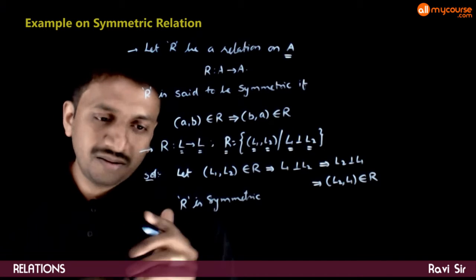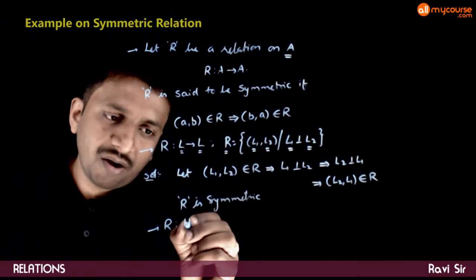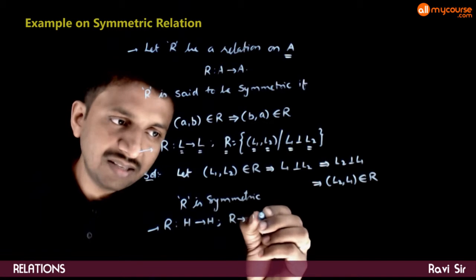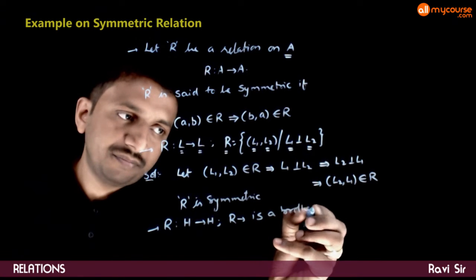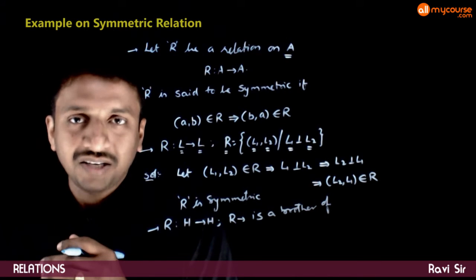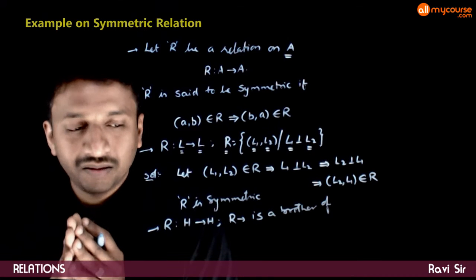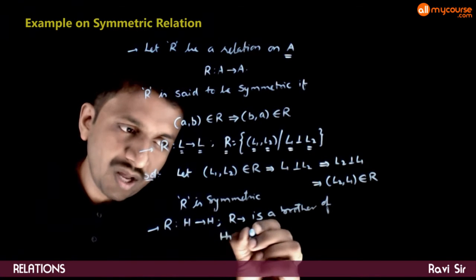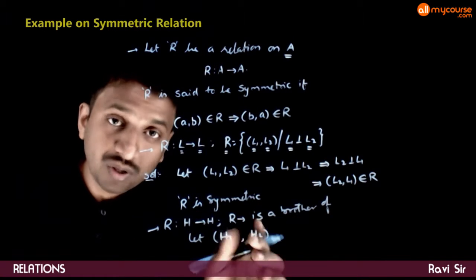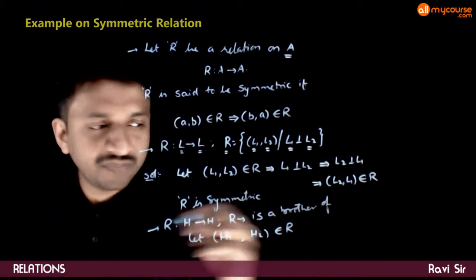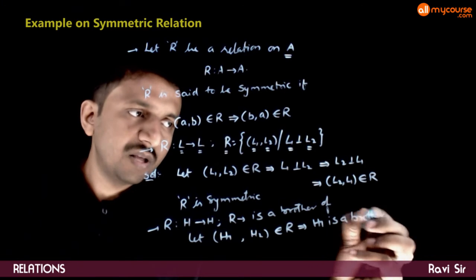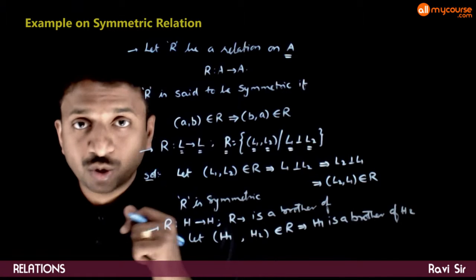So if you take another example, R is a relation defined on the set of human beings to the set of human beings, and the definition of R is 'is a brother of'. Is 'is a brother of' a symmetric relation? The answer is no. Why? If you take human being 1 and human being 2, let this ordered pair (H1, H2) belong to the relation R. This implies H1 is a brother of H2, and only then (H1, H2) belongs to R.